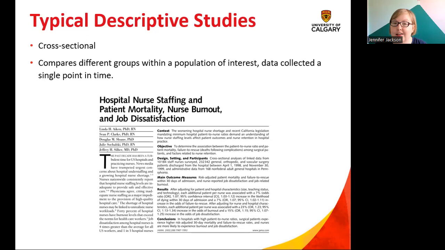So cross-sectional studies can provide extremely valuable information by looking at what's out there. When we look at how many nurses and how many patients we have in a space and contrast that with the outcomes, what do we find?